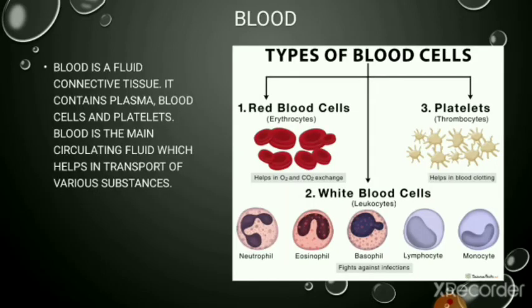Now, the next kind of connective tissue is blood. Blood is a liquid connective tissue. It is different from the remaining kinds of connective tissue, as it does not have any particular shape and size, but it flows from one part of the body to another part of the body and connects all the parts of the body directly or indirectly.